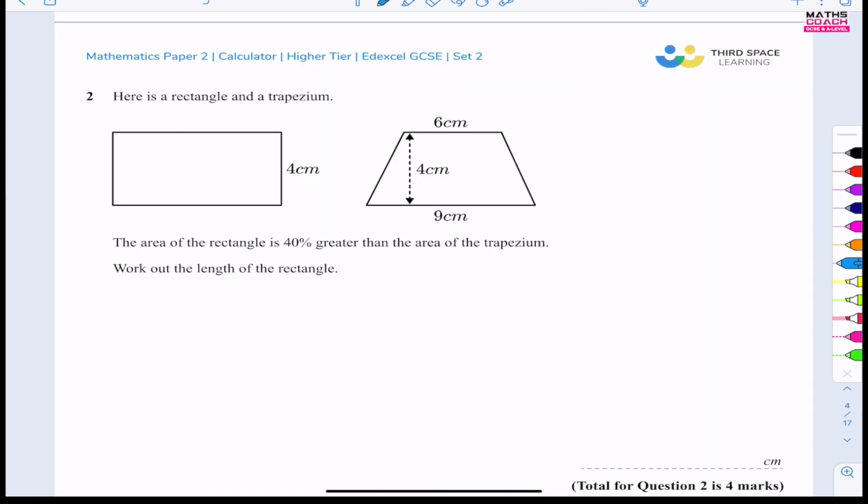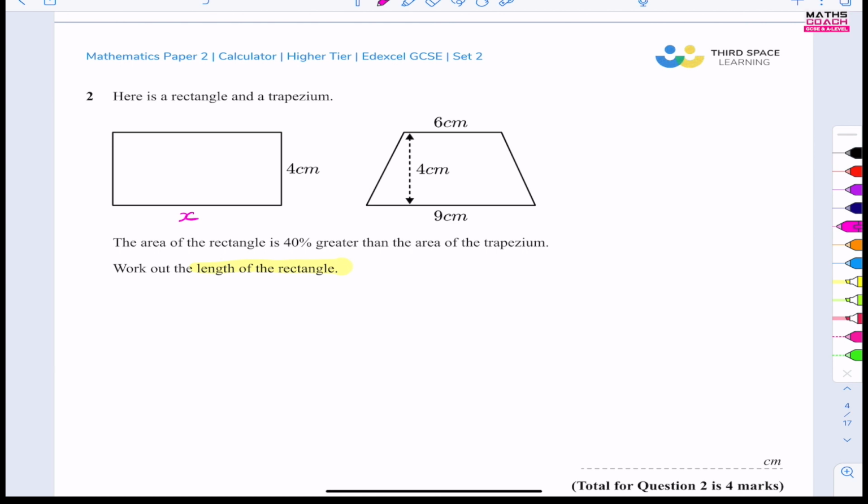Question number 2, here is a rectangle and a trapezium. The area of the rectangle is 40% greater than the area of the trapezium. Work out the length of the rectangle. Okay, so the length, let's go and mark the length. Let's call it x. So that's the length of our rectangle.